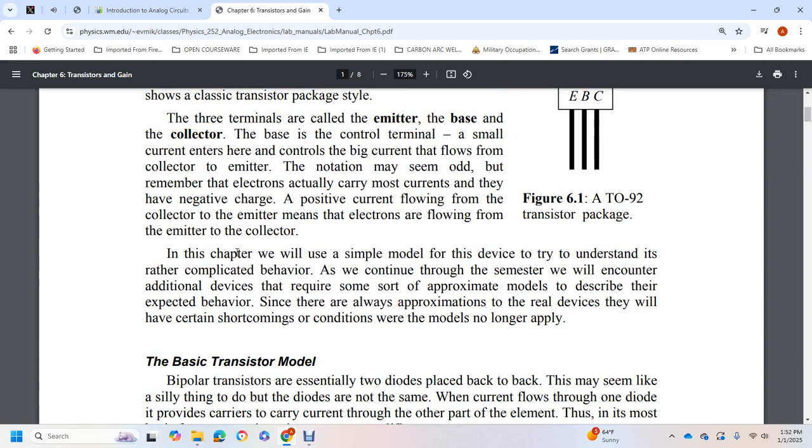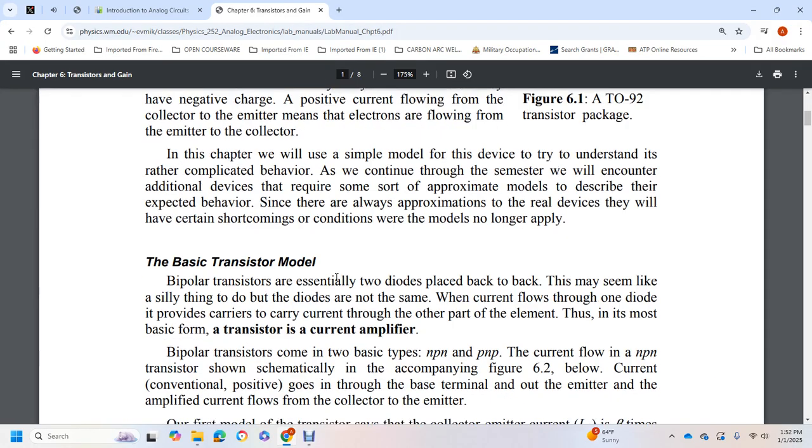In this chapter, we'll use the simplest model of the device to try to understand the rather complicated behavior. Throughout the semester we will encounter additional devices that require some sort of approximate model to describe their expected behavior. Since there's always approximation, real devices will have certain shortcomings, conditions where the model no longer applies.